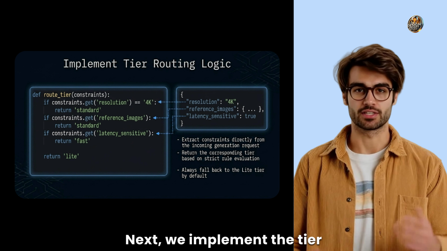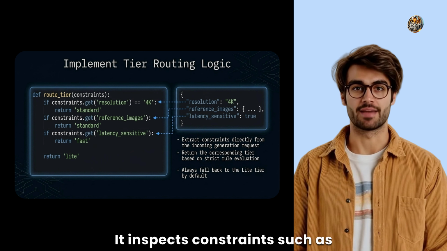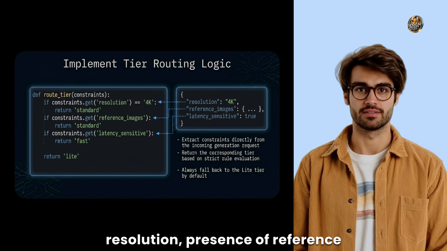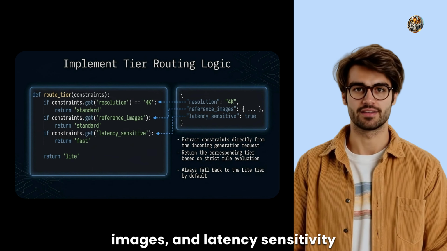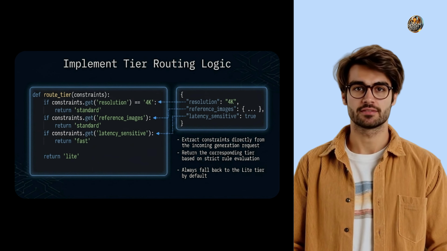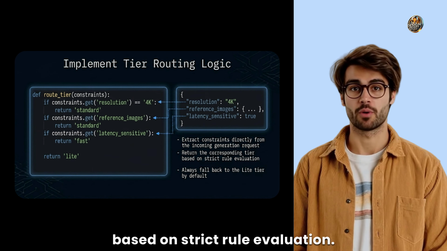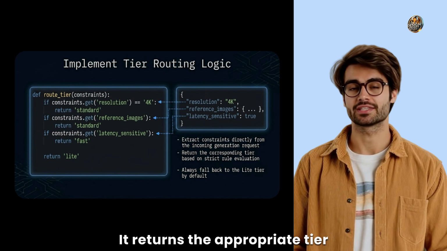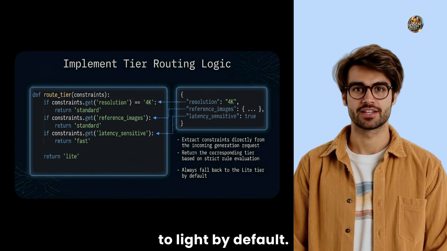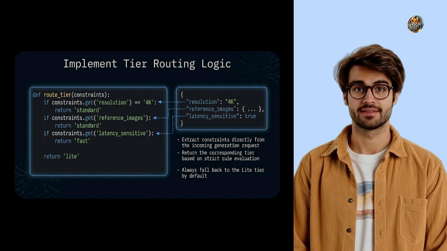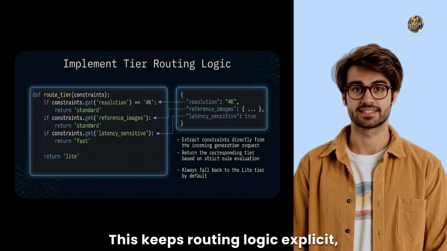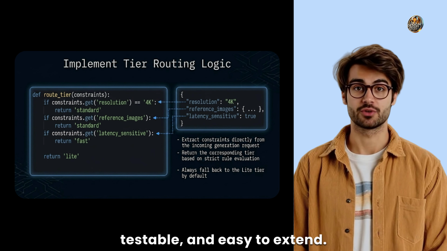Next, we implement the tier routing function. It inspects constraints such as resolution, presence of reference images, and latency sensitivity. Based on strict rule evaluation, it returns the appropriate tier, always falling back to Lite by default. This keeps routing logic explicit, testable, and easy to extend.